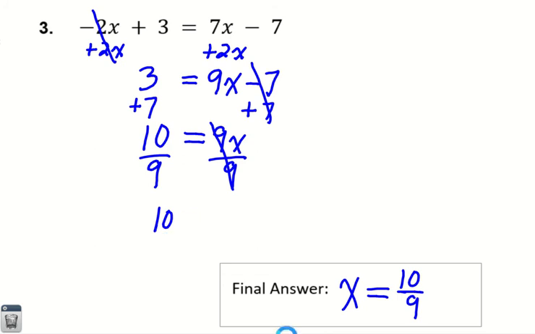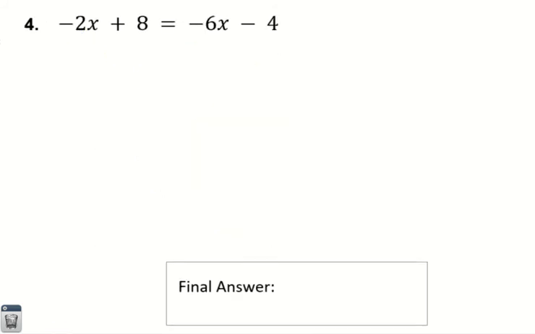I just want to rewrite this quick. 10 ninths equals x, which is obviously the same as saying x equals 10 ninths. Because again, 10 over 9 does not divide cleanly, and you should not be really going with decimals so much as you're going with simplified fractions as your final answers. So either way, you get 10 over 9 as your final answer.